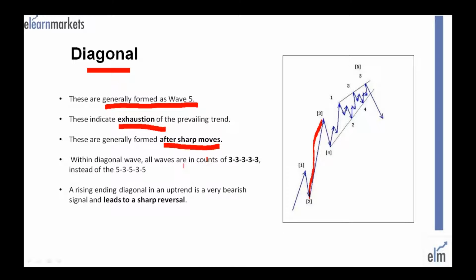Within a diagonal, all the waves are in counts of 3, 3, 3, 3, 3 instead of the 5, 3, 5, 3, 5 structure which we've seen so far. A rising ending diagonal in an uptrend is a very bearish signal and leads to sharp reversals. So what do we see? That diagonals not just follow sharp movements but they are also followed by sharp reversals.